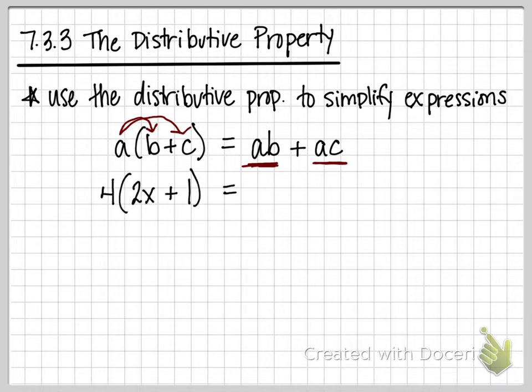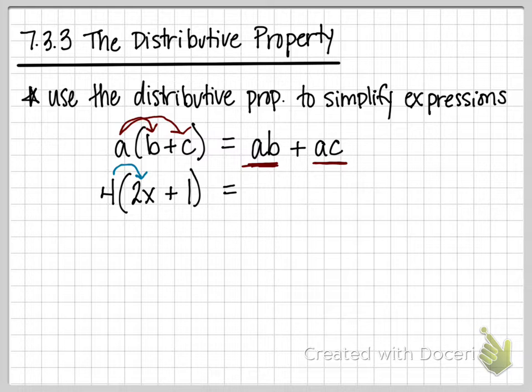For example, with numbers and variables, because we'll see this a lot now that we're sort of moving into more pre-algebra. If we have an example like this, 4, and we say this 4 times the quantity, 2x plus 1. In order to simplify this, we are going to multiply this 4 into both terms inside the parentheses.